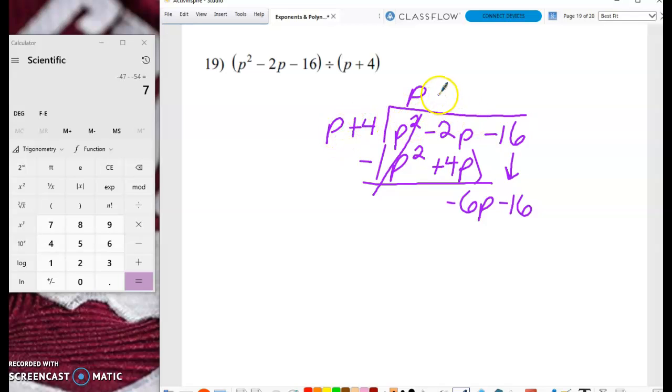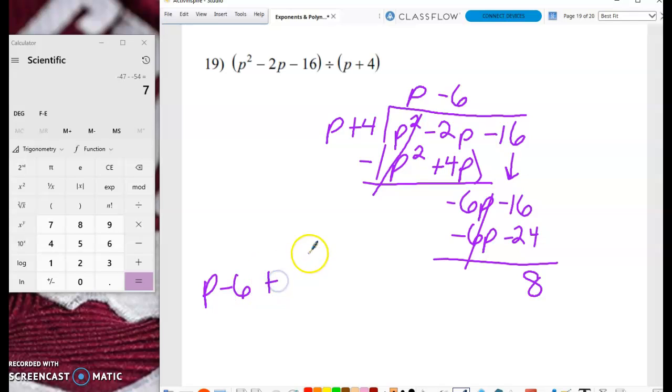P needs to be multiplied by negative 6 to get negative 6p. And then negative 6 times positive 4 is negative 24. When we subtract, these cancel. Negative 16 minus a negative 24 is going to get me a positive 8. So my answer is p minus 6 plus, since 8 is positive, 8 over p plus 4.